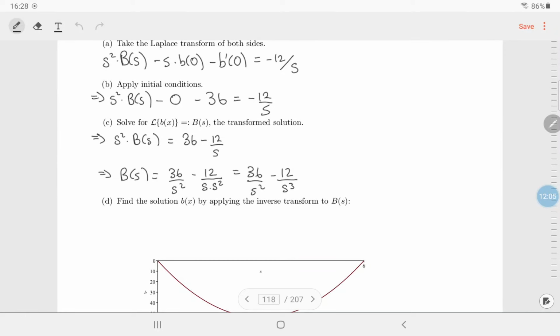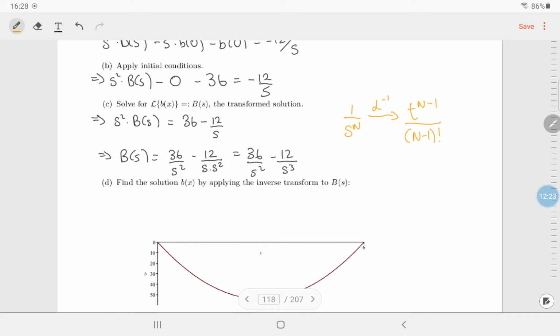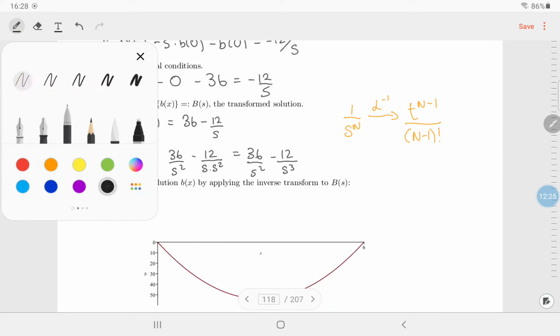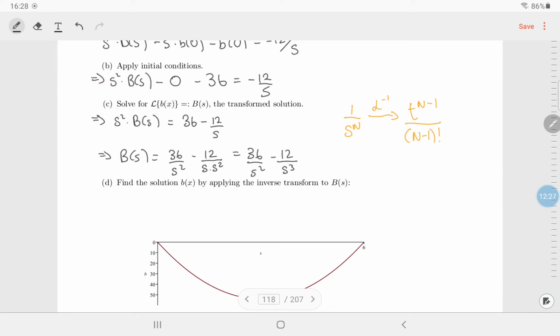So we probably need to write something from the tables here. So you got these 1 over s squared, 1 over s cubed, and they're in the tables. 1 over s to the n gets sent to by the inverse Laplace transform t to the power of n minus 1 all divided by n minus 1 factorial. Now it wouldn't be the worst thing in the world, but you shouldn't be going back to t here.